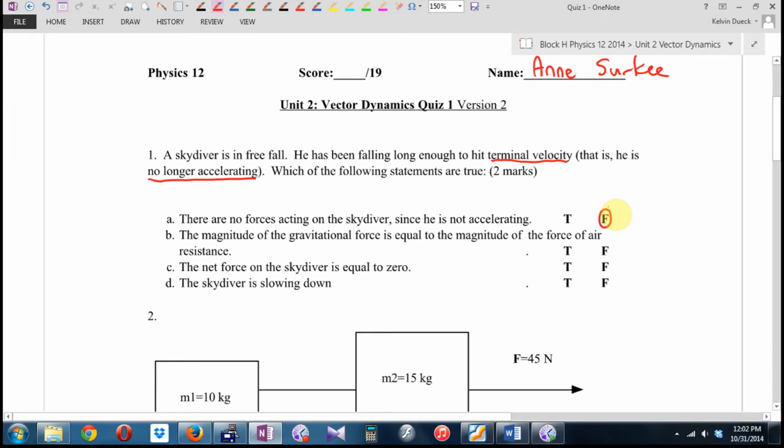The magnitude of the gravitational force is equal to the magnitude of the force of air resistance. Yeah, that's why he's no longer accelerating. The net force is equal to 0. Yeah, because that's another way of saying he's no longer accelerating. The skydiver is slowing down. No, then he would be accelerating. Decelerating, but he'd still be accelerating. Half mark for each of those. So that's out of 2.